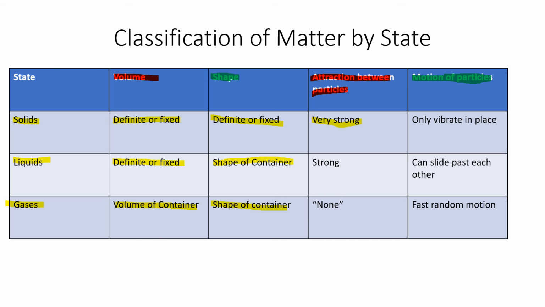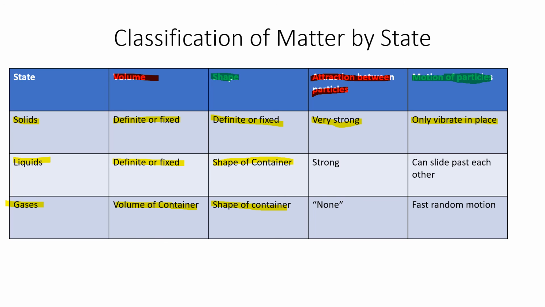Now, because there's such a strong attraction between these particles, there's very little motion in the particles. The only thing that can happen is that those particles can vibrate in place. So if they can only vibrate in place, they can't move. In order to change shape, you have to have a little bit more motion than just vibrating in place. So that's why, being they can only vibrate in place, you're getting this fixed or definite shape that you're associating with solids.